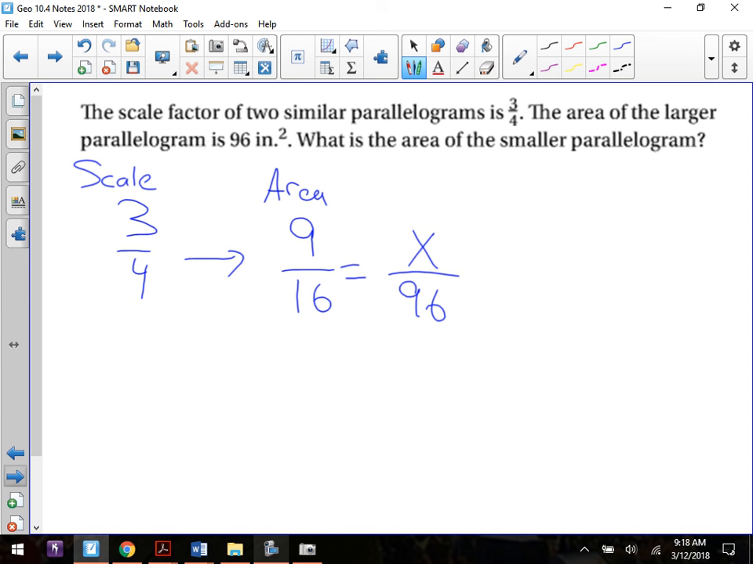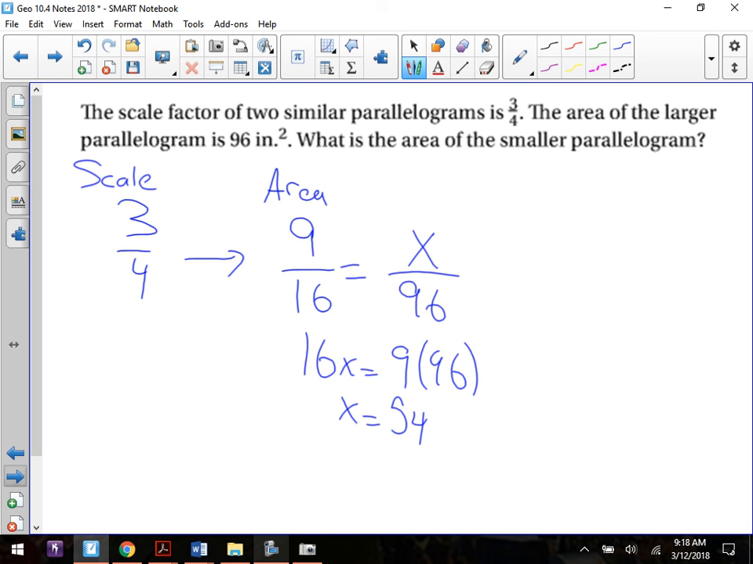Right? And cross multiply that, what do we get? 16x is 9 times 96. What'd you get? 54. Thank you, sir. There you go. So even though we only had 10, 15 minutes to get through this, it's pretty easy.